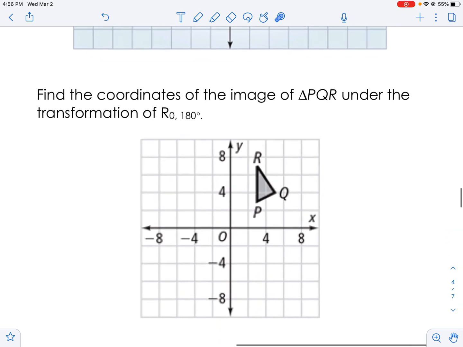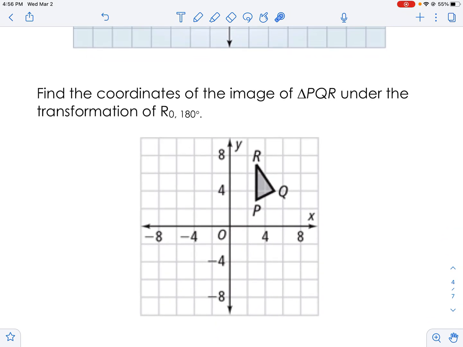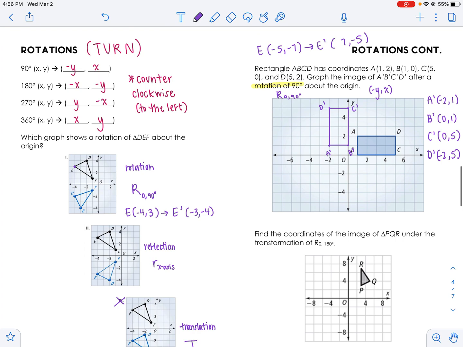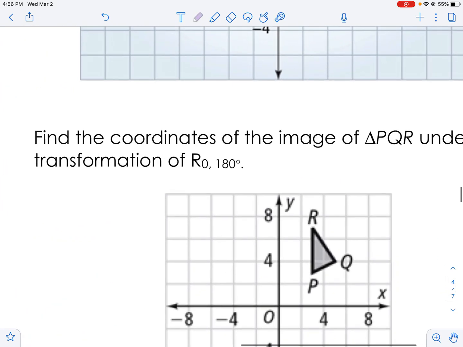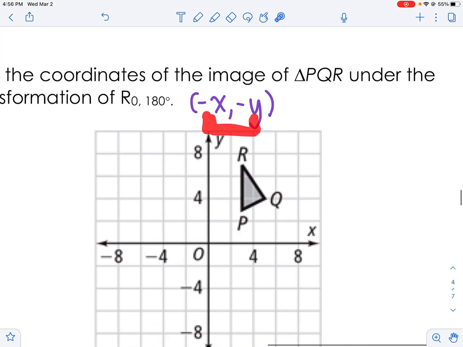So let's take a look at another rotation. It says, find the coordinates of the image triangle PQR under this transformation 180 degrees. So let's go look at our formula for 180 degrees. Our formula is negative x, negative y. So that's nice. All I'm going to do is change the positives to negatives and change the negatives to positives. I don't need to flip the coordinates or anything like that.